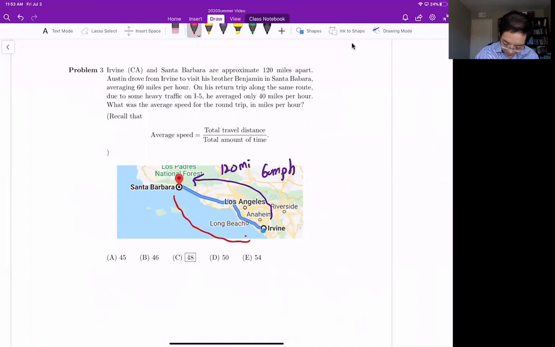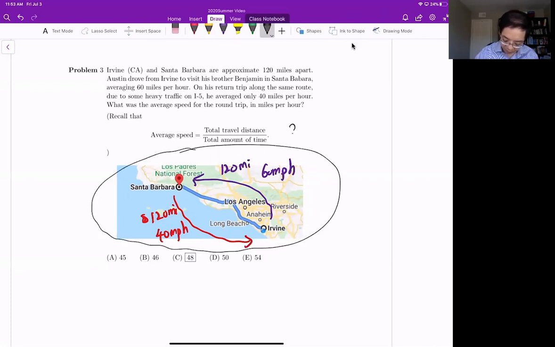Now go back to Irvine. Still, the distance does not change. It's still 120 miles. And the speed, because of the traffic, is reduced to 40 miles per hour. Now, what is the average speed of the whole trip? This is the question. What's the average speed of the whole trip? Here's the wrong answer.